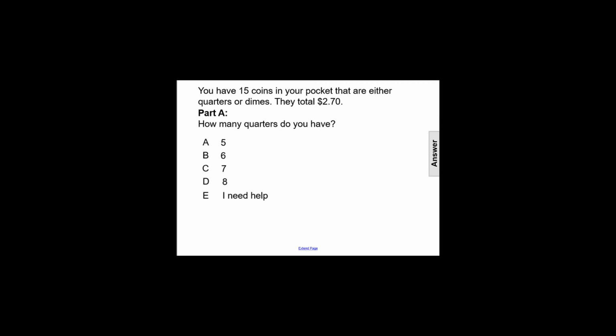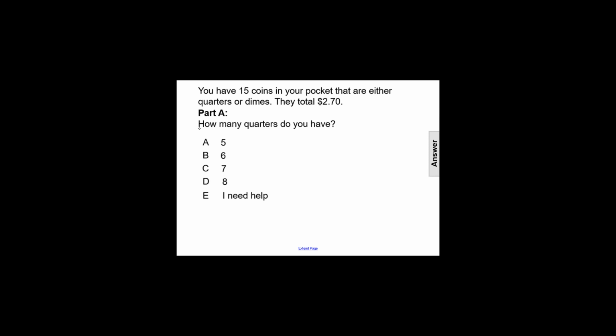You have 15 coins in your pocket that are either quarters or dimes. They total to $2.70. Part A, how many quarters do you have? The best way to answer this question is to define variables and set up a system that we can solve using the best method. To define our variables, we'll look to the question.